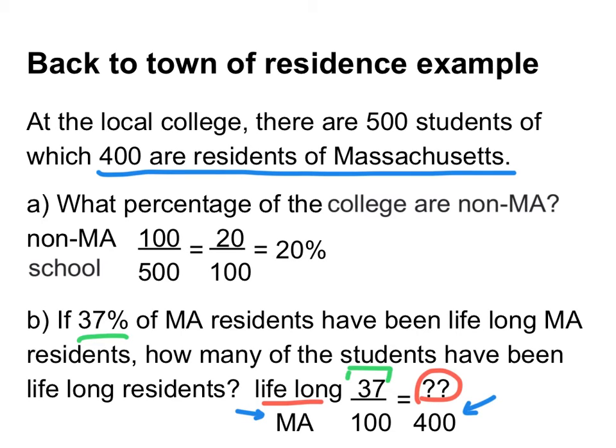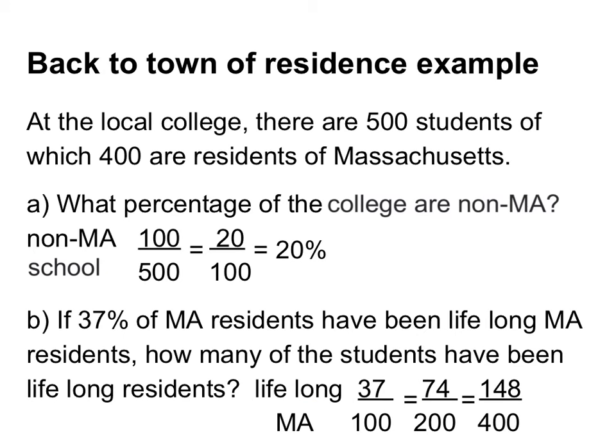So again, we're just playing equivalent fractions. So I'm going to do it in 2 steps. You can do it in 1. It's up to you. 37 hundredths. If I multiply by 2, I get 74 200ths. If I multiply by 2 again, I get 148 400ths.